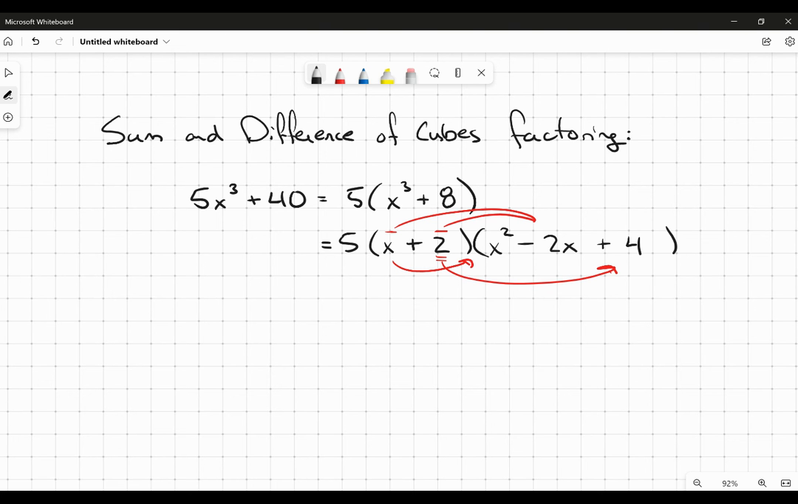Okay? And so we get 5 multiplied by x plus 2 multiplied by x squared minus 2x plus 4. Okay, and that is how we're going to factor that. So always remember that you want to be looking for that common factor first, and then you're going to look to see if you've got a sum or a difference of cubes.